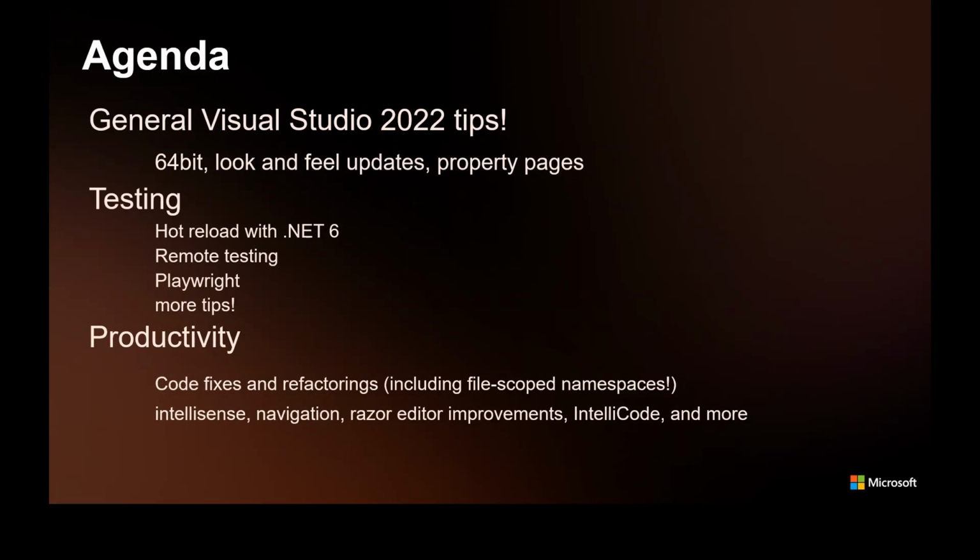This is the general agenda of what I want to talk about. I have lots of little itty bitty tips and tricks to go over with the new Visual Studio 2022. A lot of it is testing stuff. I have some hot reload and performance tips with .NET 6. We have some exciting things on remote testing and connecting to different environments, like a Linux container and running tests there, or over SSH or WSL, so we can get into that. And then I have a ton of productivity code fixes and refactorings.